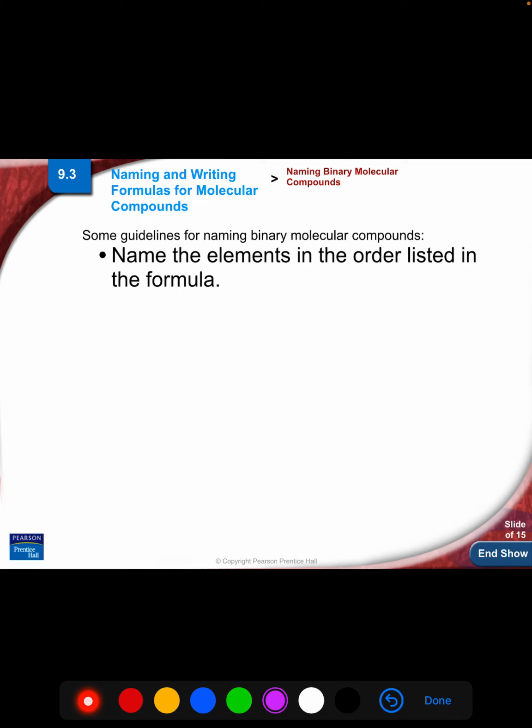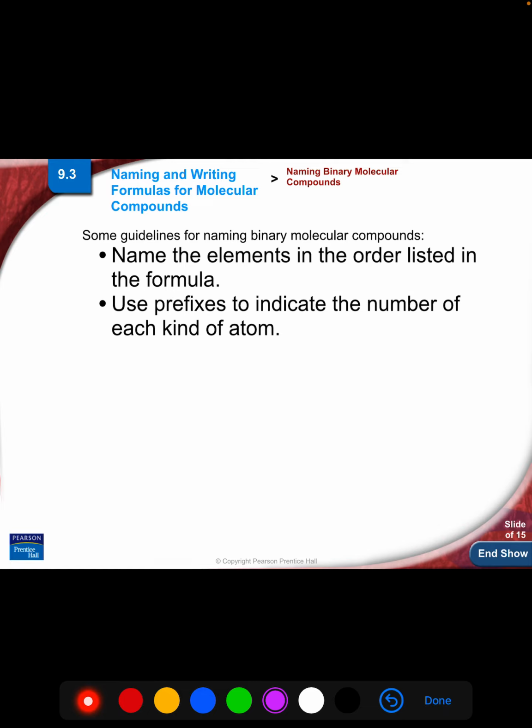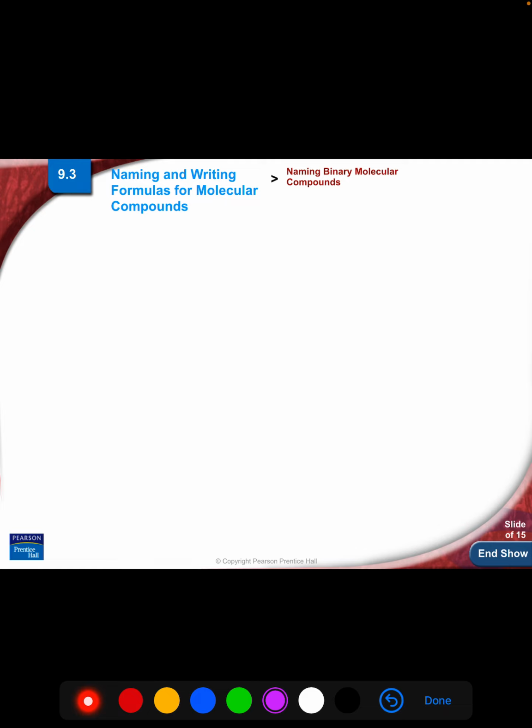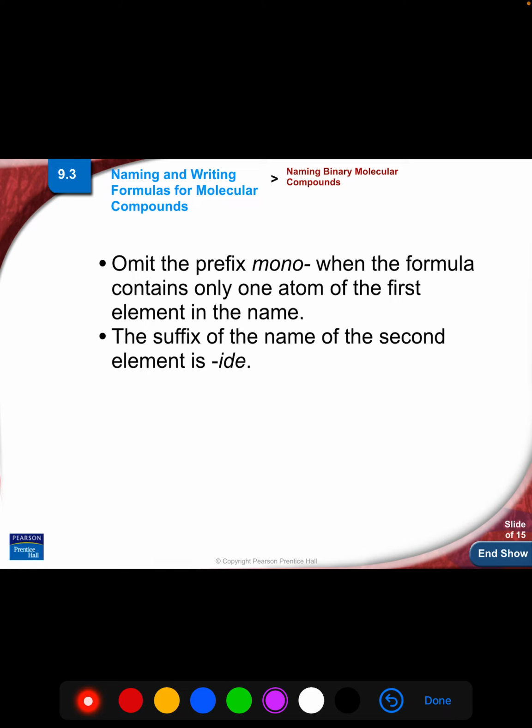So, we name the elements in the order in which they're listed in the formula. And, like carbon monoxide, CO, we use prefixes to indicate the number of each kind of atom. There are notable exceptions. We don't use the prefix mono when only one atom of the first element is present in the name. So we don't say monocarbon monoxide, though people would understand you if you said it. The mono is understood.